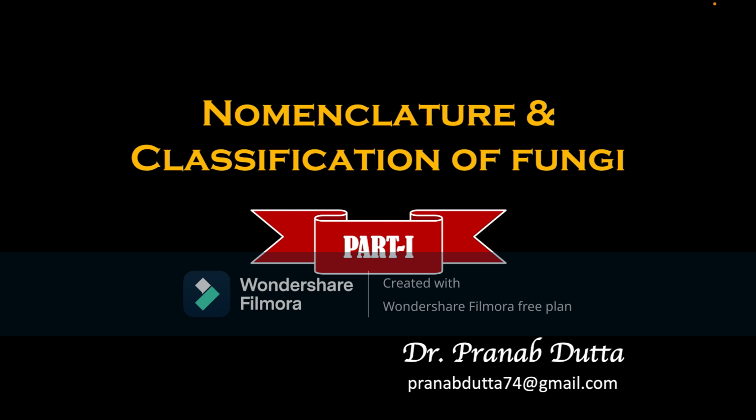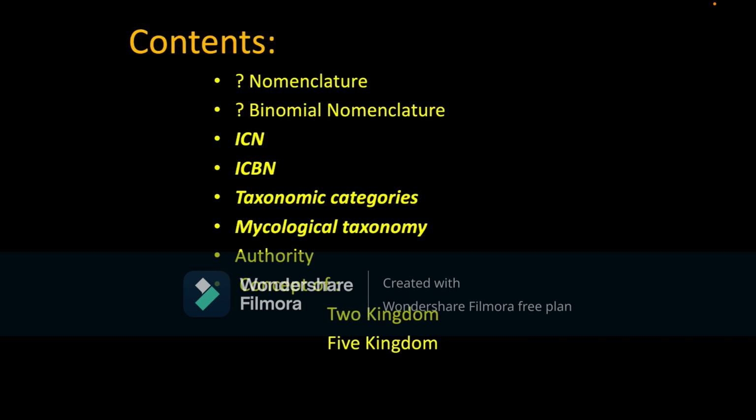With a huge population, the nomenclature and classification of the fungal world is very important. In this video, I will discuss nomenclature and classification of fungi, with content such as: what is nomenclature and binomial nomenclature, what is the International Code of Nomenclature for algae, fungi, and plants. In brief, it is called ICN, preceded by ICBN, that is the International Code for Botanical Nomenclature, then taxonomic categories, mycological taxonomy, what we mean by authority, then the concept of 2, 3, 4, and 5 kingdom classification of fungi.